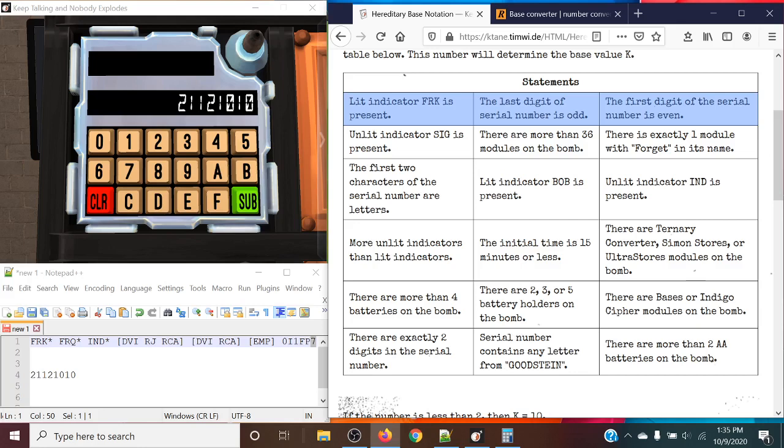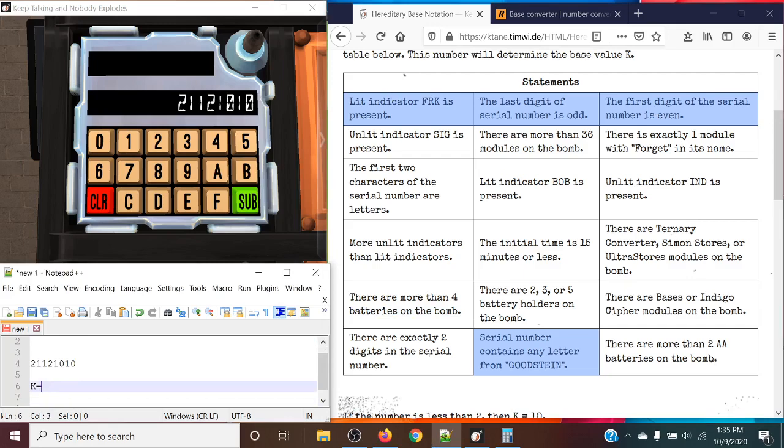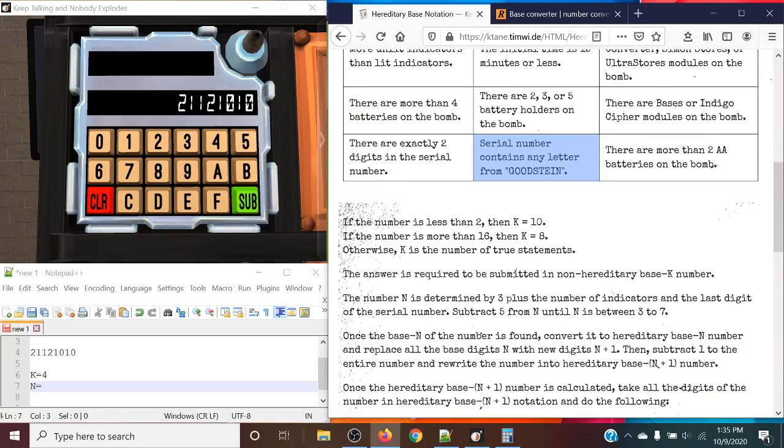And serial number contains any letter from Goodstein? That is true, because we have an I in India right here. And finally, there are more than 2 AA batteries? We have no batteries, so K in this case would equal 4 again. So now, next up, let's calculate our N value.